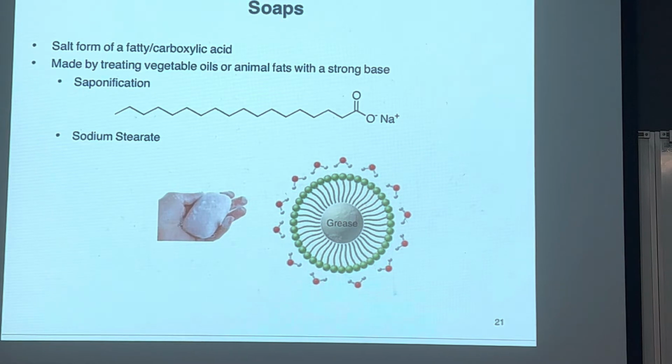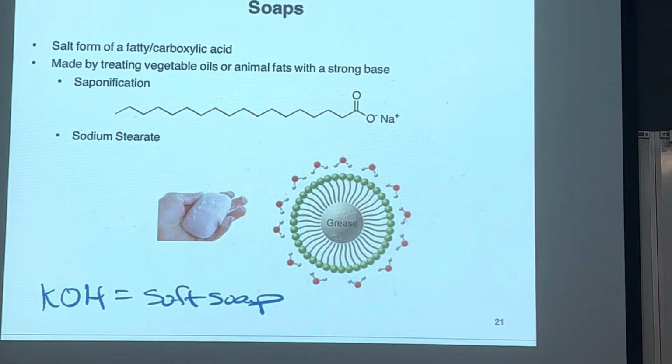Okay, so if we use potassium hydroxide, that's going to give us a soft soap. And if we use sodium hydroxide, that's going to give us hard soap. So you can use either base depending on what you want.